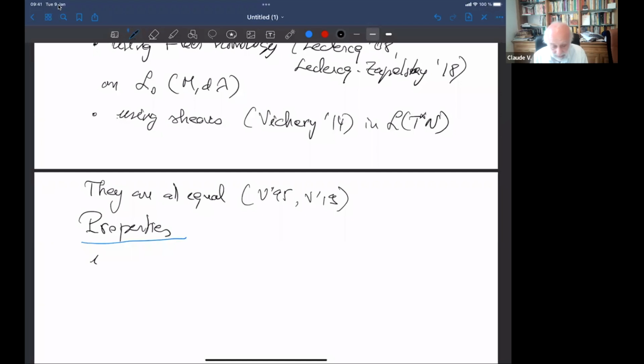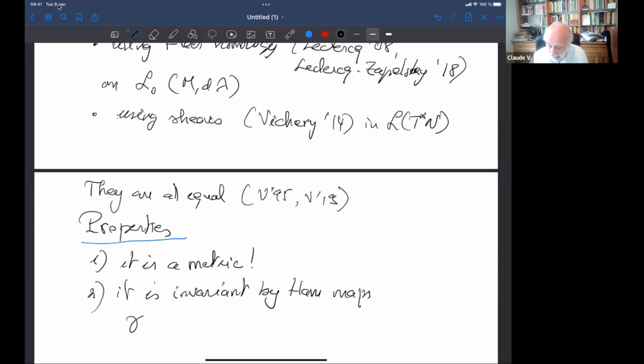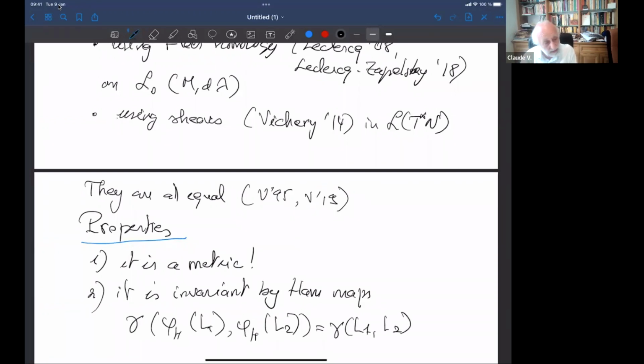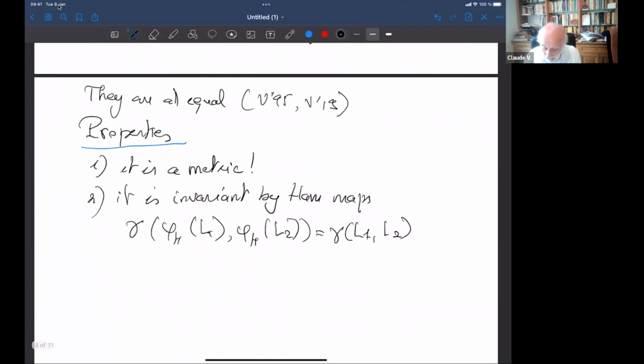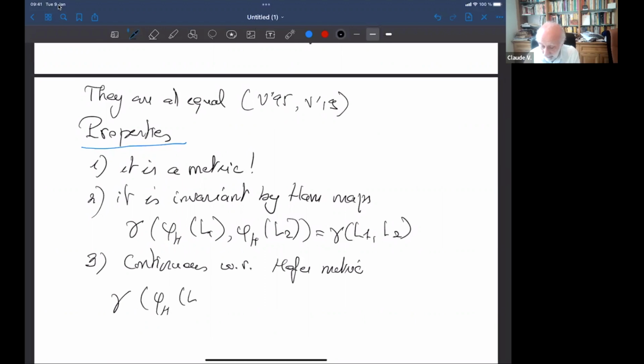Some properties: the first is that it is a metric. The second one is that it is invariant by Hamiltonian maps, so that gamma of phi h L1, phi h L2 is equal to gamma of L1 and L2. Third thing is that it's continuous with respect to the Hofer metric in the sense that gamma of phi h of L and L is bounded by the C0 norm of H.